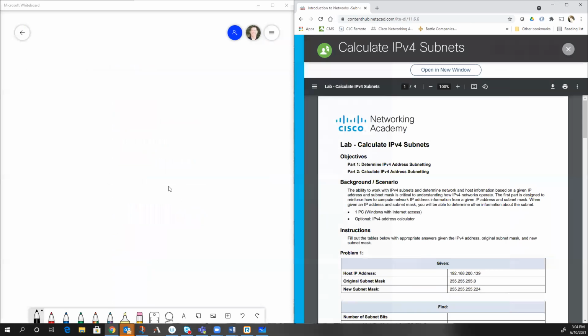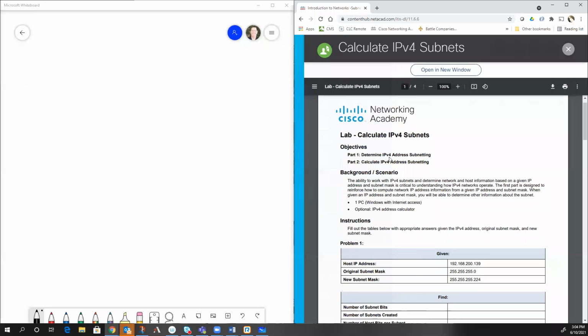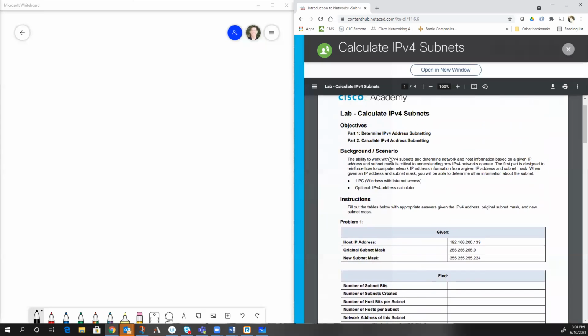So today, one of the first things I wanted to do is look at lab 1166, because this is a written lab and it's all about calculating IPv4 subnets. So we're still talking about that.